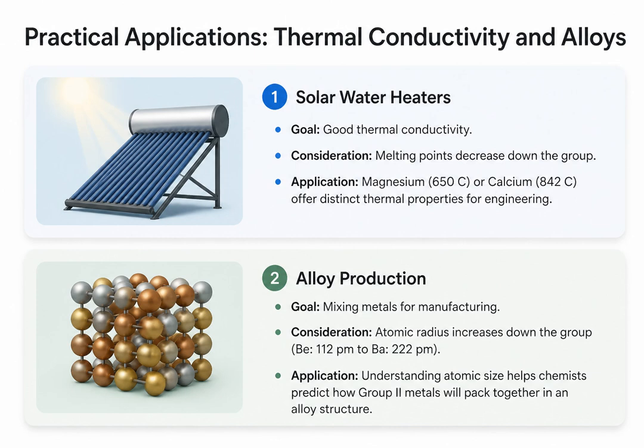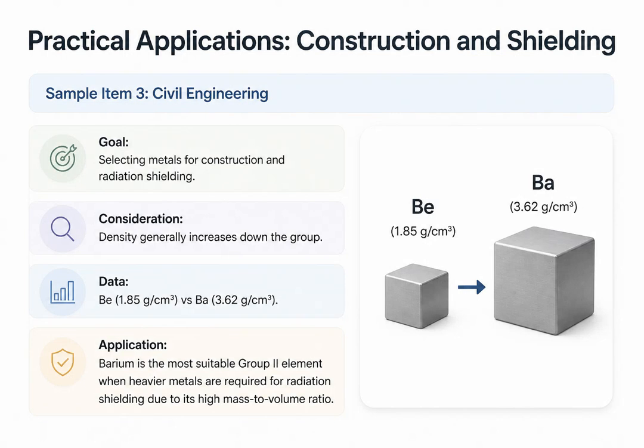In another scenario, a company producing alloys must understand atomic radii. Because the radius increases down the group, chemists can predict exactly how these different sized atoms will physically pack together in a new alloy. In a third scenario, civil engineers might need materials for radiation shielding in construction. By looking at the density trend, they can see that barium, with the highest density of 3.62 grams per cubic centimeter, is the most suitable group 2 element for blocking radiation, thanks to its high mass-to-volume ratio.